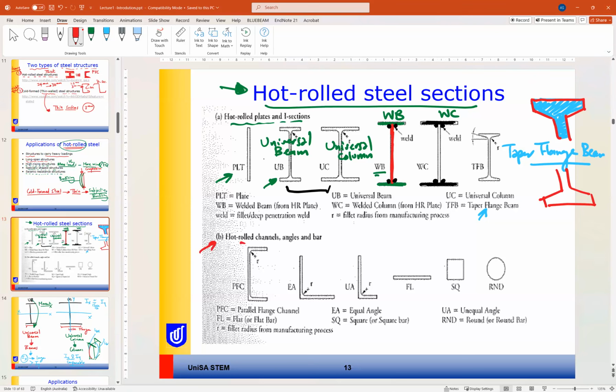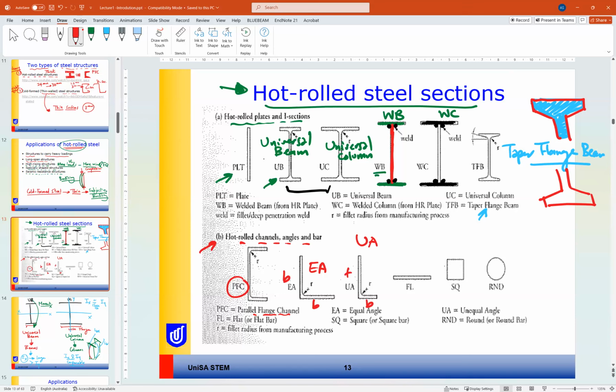We have also hot rolled channel and angle and bar. So we have the PFC or parallel flange channel, and we have equal angle and unequal angle. So this leg is equal to this leg. Here we have different legs for the angle.